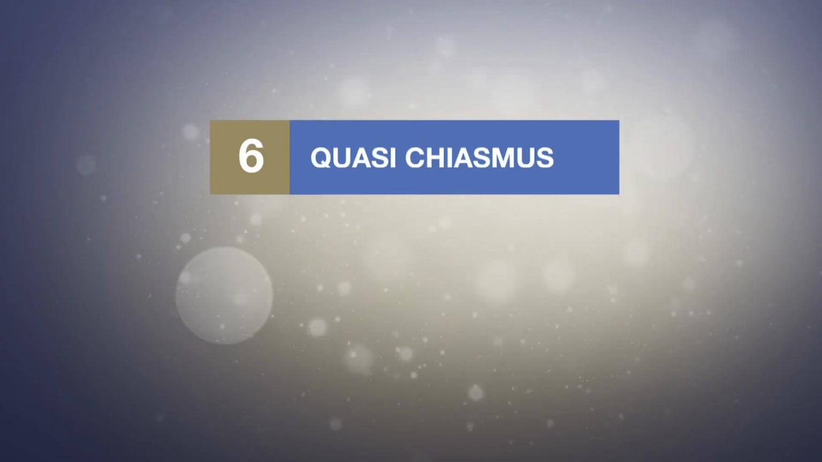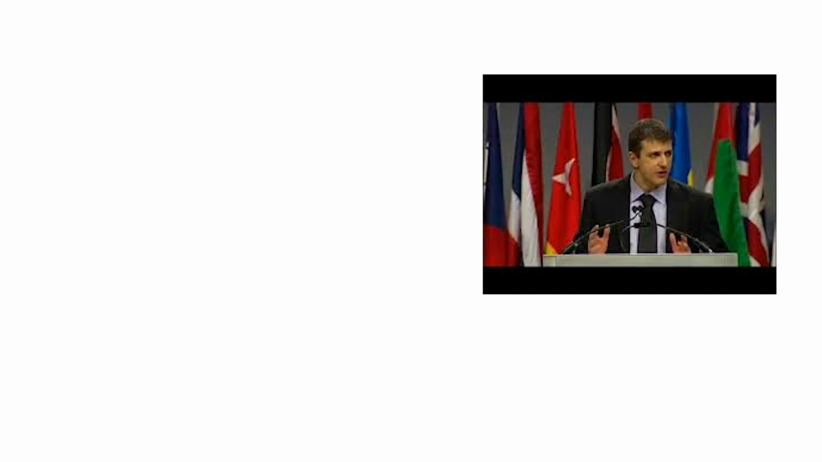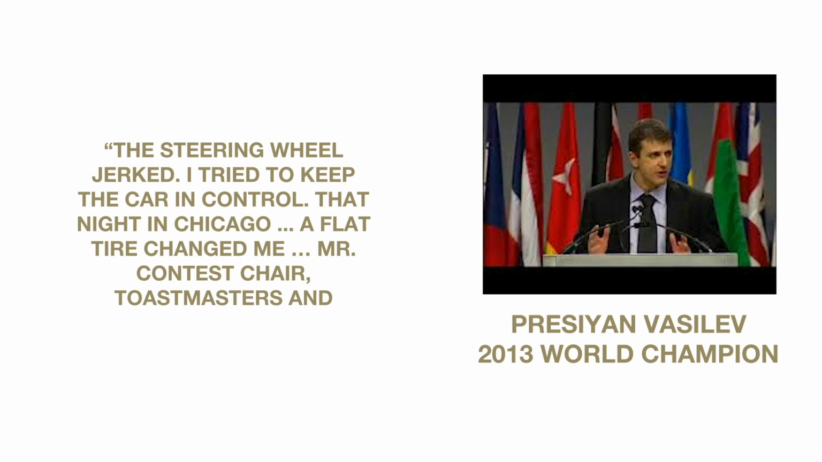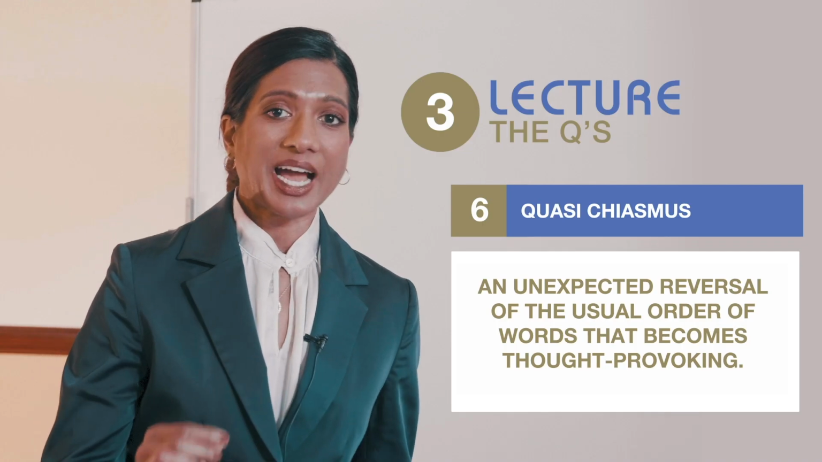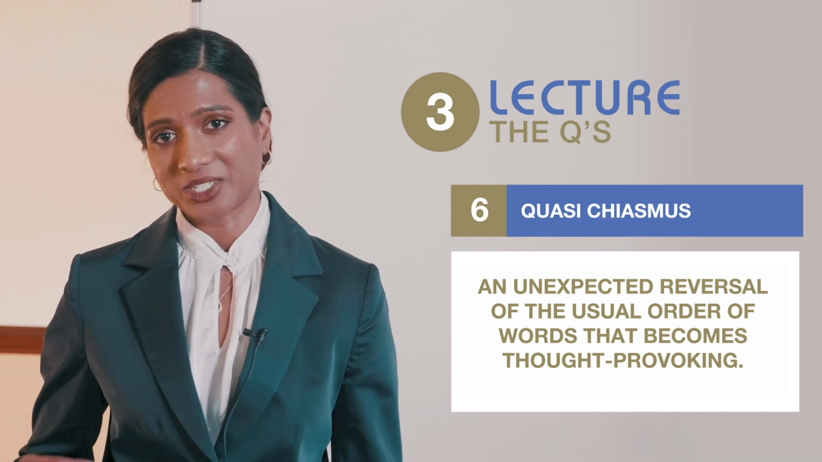Number 6 is what is known as a quasi-chiasmus. A quasi-chiasmus is an unexpected reversal of the order of words that becomes thought-provoking. Presiyan Vasilev, the 2013 world champion of public speaking, started off his speech in this way. The steering wheel jerked. I tried to keep the car under control. That night in Chicago, a flat tire changed me. Now, he didn't say, I changed a flat tire. He said, a flat tire changed me.